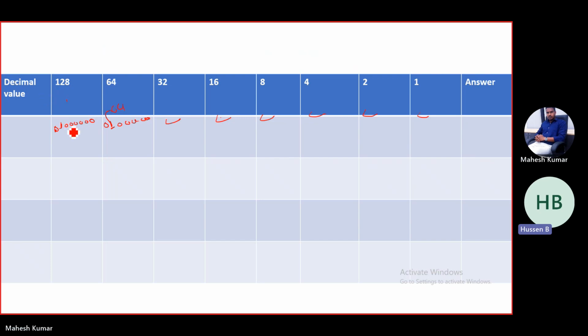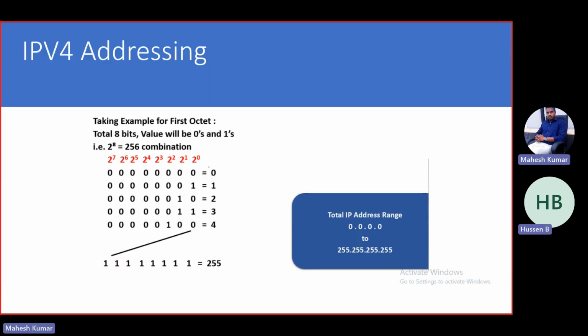First one, 128 only. Later it will be a 0, 0, 0. Here 64, seven zeros means 1, 0. Like that, converting decimal to binary. Okay, so like that we are having IP addressing.